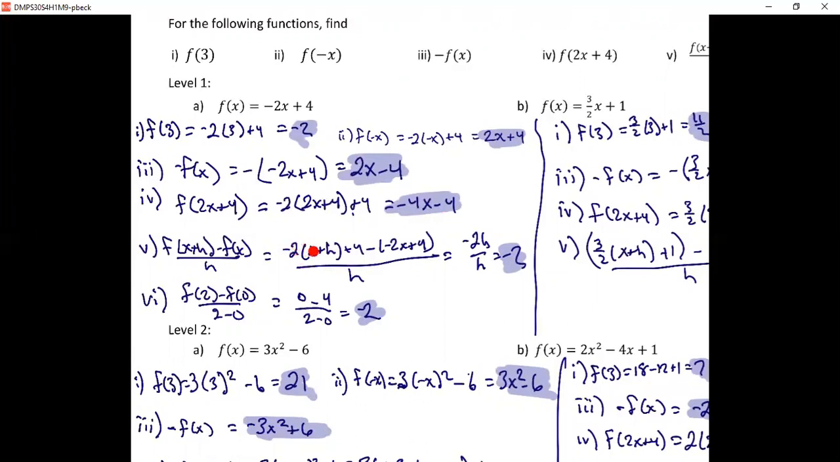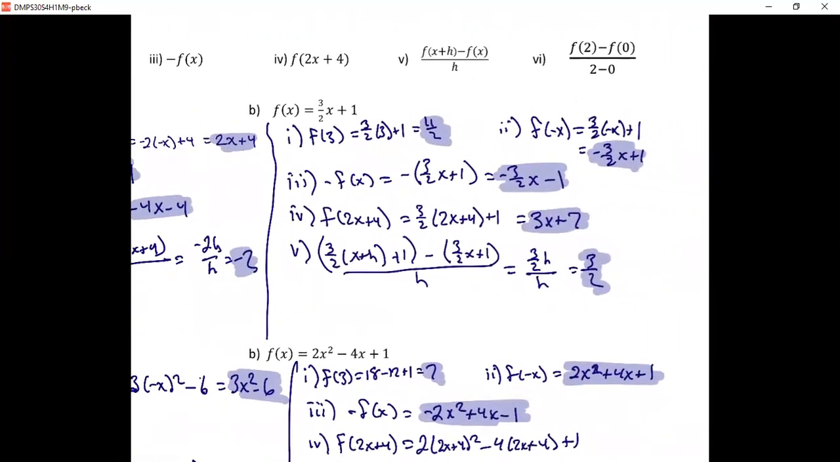So this is -2x, -2h, and then plus 4, which is going to cancel out with this. This becomes a positive 2x, and where students forget is this will be a -4. So all of your non-h terms cancel, and then you're left with -2h over h, which is -2. And hopefully you recognize this is also slope: y2 minus y1 over x2 minus x1, which simplifies to -2.